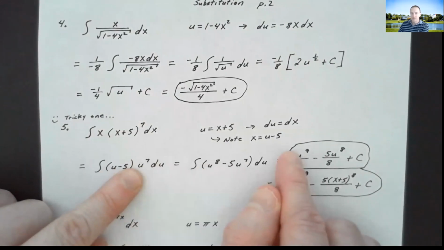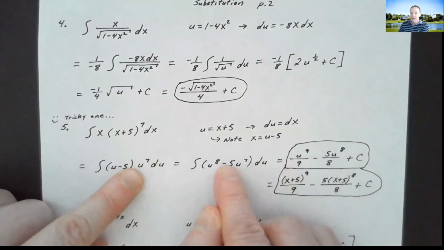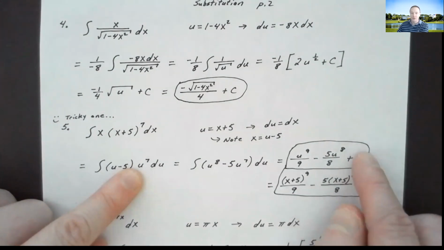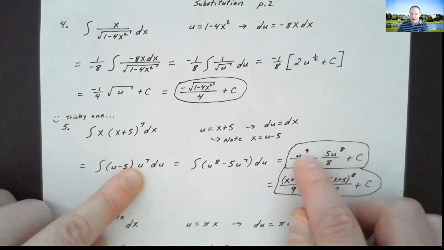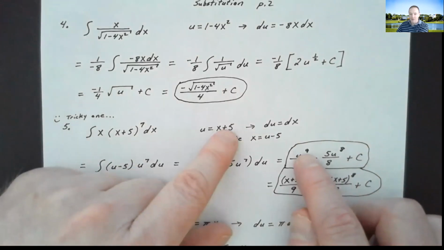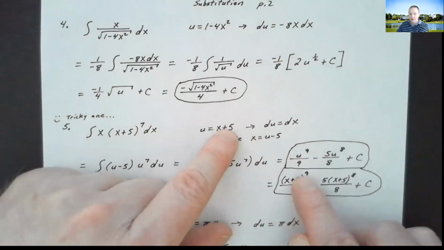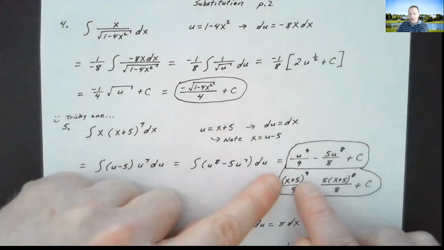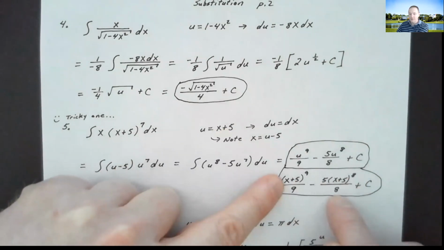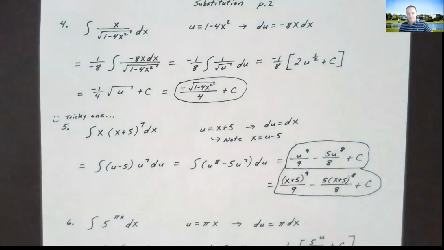The first term becomes u to the 9th over 9. Second term, minus 5u to the 8th over 8. And then, of course, plus our constant of integration. When we get our final answer back in terms of x, notice the only thing I've done from here to here is everywhere I saw a u, I replace it with an x plus 5 for my final answer.